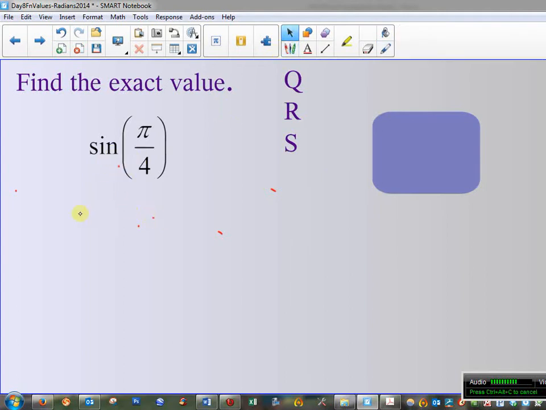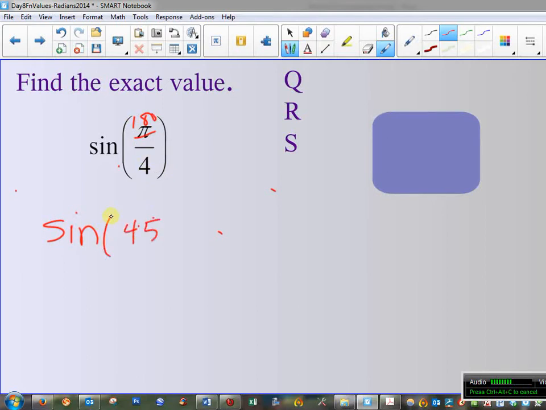So I'm going to begin by converting pi over 4 to its degree measure, and I do that by removing pi and putting a 180 in its place. When I divide 180 by 4, I get 45. Now I'm looking at the sine of 45 degrees. As a matter of fact, that's just a number you'll look up in your table.